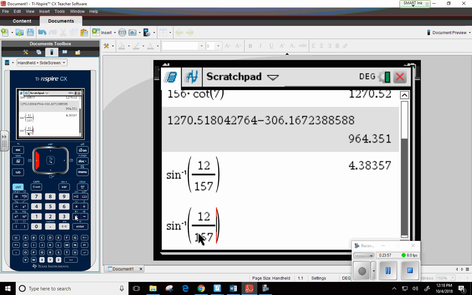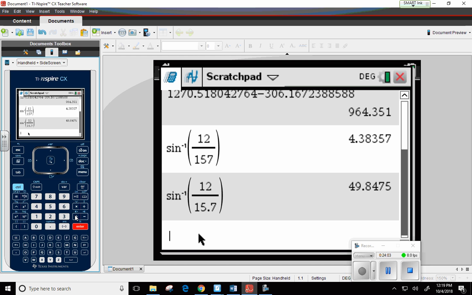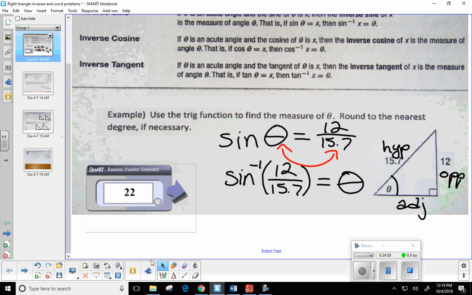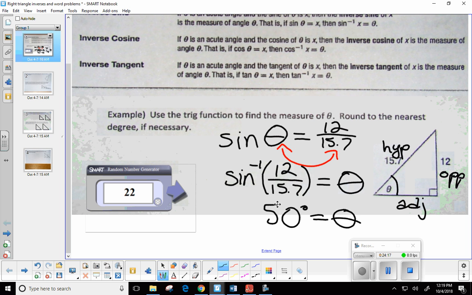And then now we can just kind of arrow in. There we go. That looks like an angle, of 49.847. And then when you go back in the instructions, it did say to round to the nearest degree. And so we see that 50 degrees equals theta. So does that make sense? Because you're just going to move it over. You're not going to do anything with it, but it will turn to the inverse of sine instead of just sine.